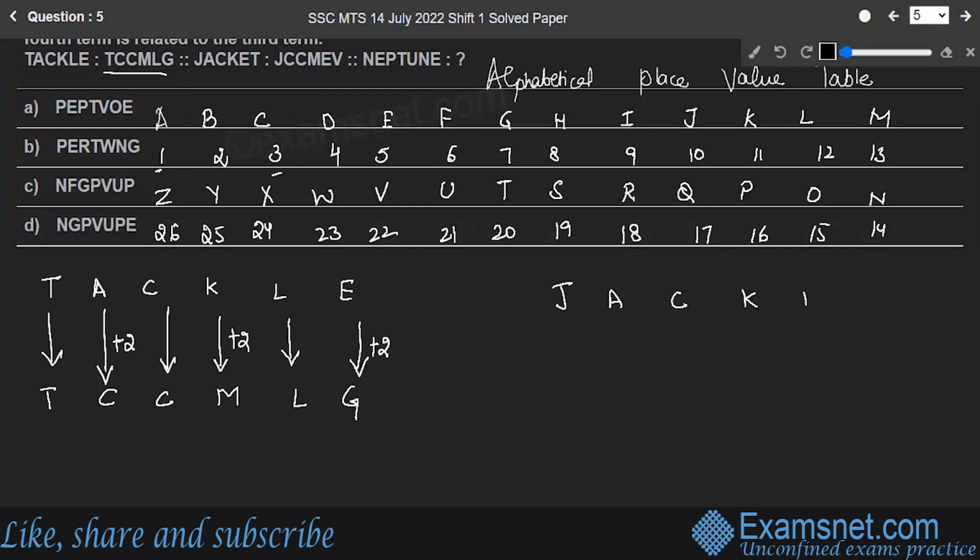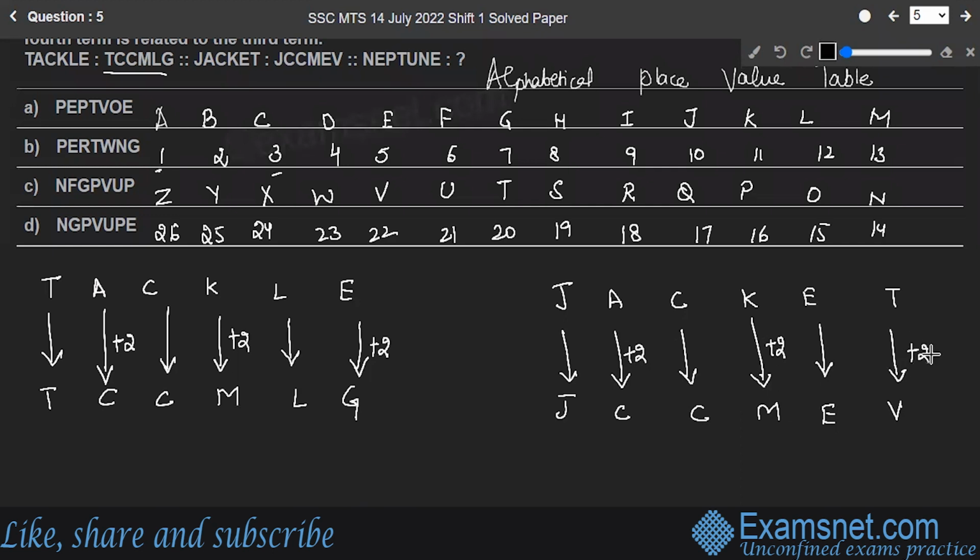So JACKET is coded as J, C, C, M, E, V. So J is kept at its position, C is kept at its position, E is kept at its position, and A, B, C; K, L, M; T, U, V. So we got the pattern, right? We got the pattern in the first alphabet: there is no change. In the next one, there is a +2. Next, no change. Next, +2. So in every alternate pair, we have no change, +2.